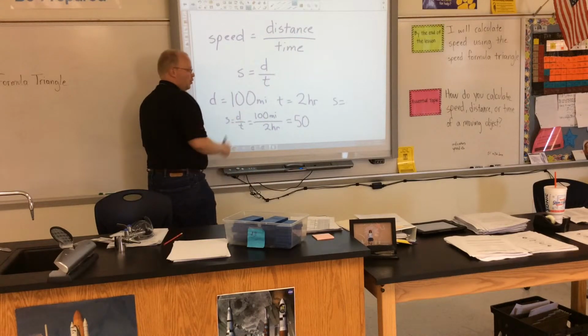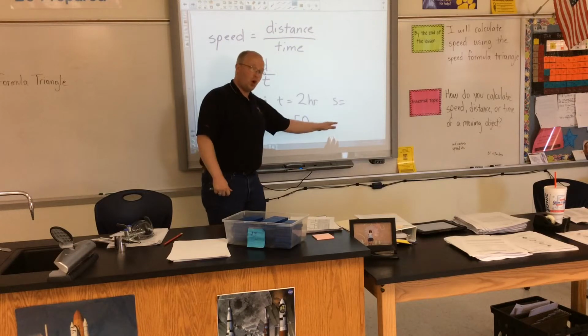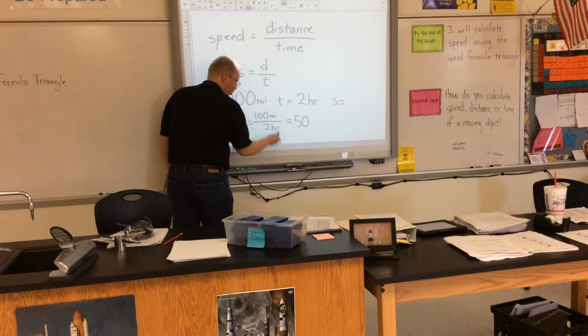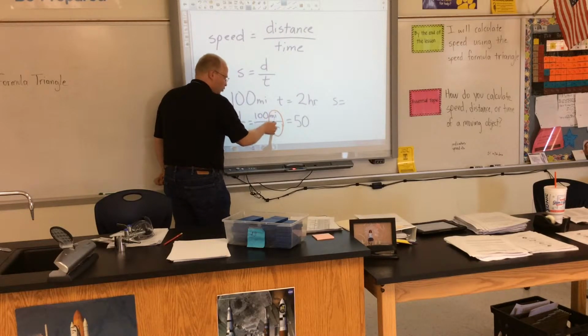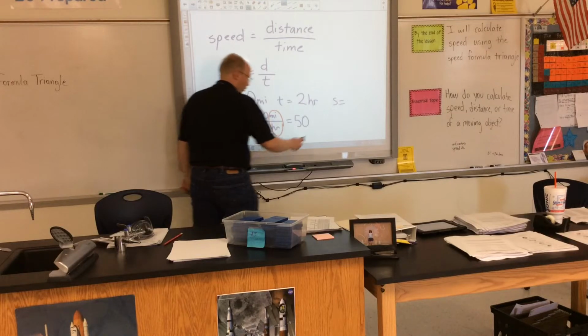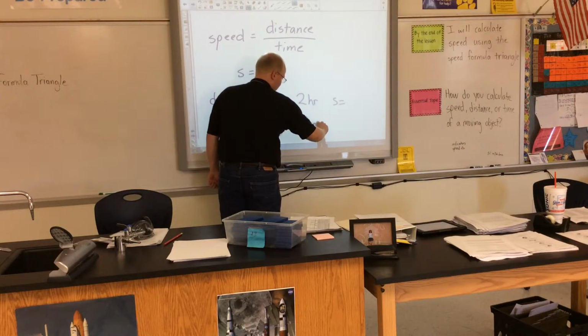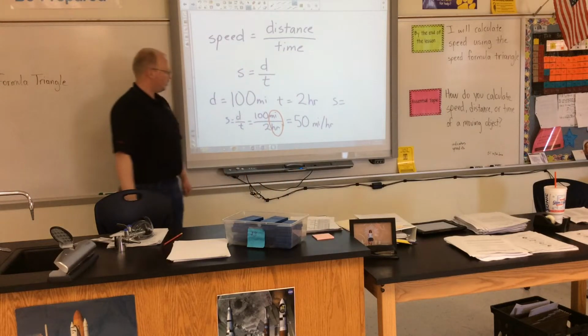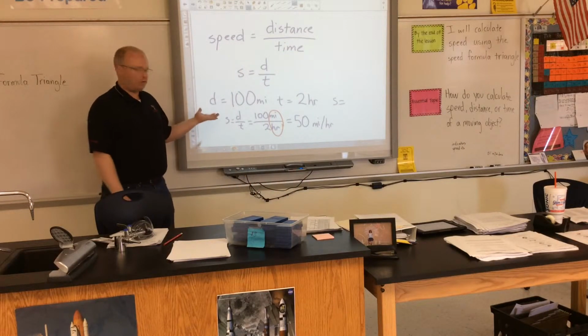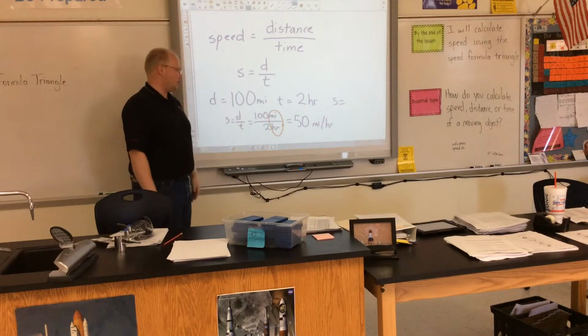And then I need a unit. I need to know what. It's 50 what? Well, the unit is actually right here. Writing it down actually gives you your unit. So when it's right there, it's miles over hours, or miles per hour. So unit, miles per hour. Easy, right? So to solve for speed, it's just distance divided by time.